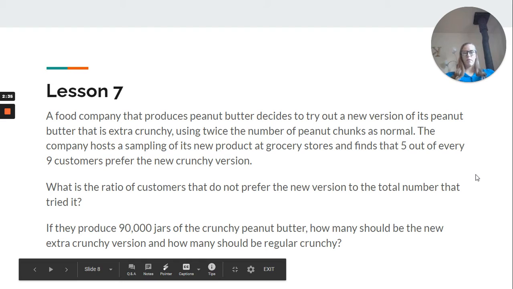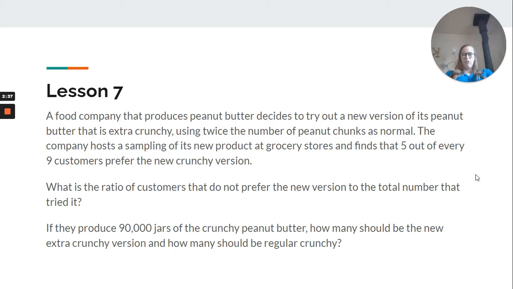Lesson 7, we talked about peanut butter for this one. So a food company that produces peanut butter decides to try out a new version of its peanut butter that is extra crunchy, using twice the number of peanut chunks as normal. The company hosts a sampling of its new product at grocery stores and finds that 5 out of every 9 customers prefer the new crunchy version. So we have 2 questions. What is the ratio of customers that do not prefer the new version to the total number that tried it?